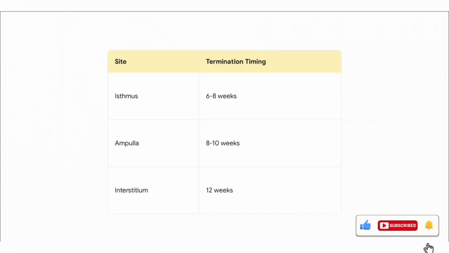So continuing with that logic, think about how the local anatomy directly dictates the timing of when the pregnancy terminates. In the isthmus, which is relatively narrow and rigid, it terminates the earliest, usually around 6 to 8 weeks. The ampulla is a bit wider, so it buys some time, terminating at about 8 to 10 weeks. And as we just discussed, the interstitium takes the longest, up to 12 weeks, purely because of that strong myometrial muscle holding it all together. Chronology yaad rakhni hai aapko, it's very logical.